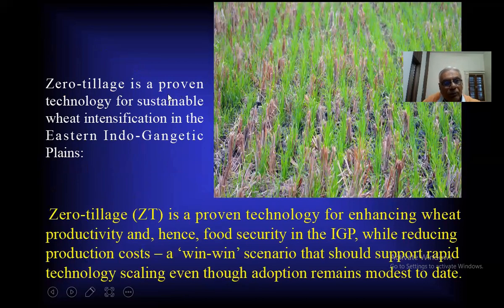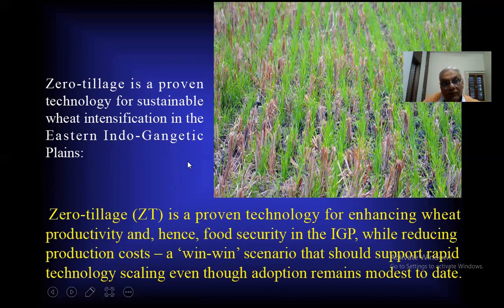So zero tillage is a proven technology for sustainable wheat intensification in the Eastern Indo-Gangetic Plain. You can see here, zero tillage is a proven technology for enhancing wheat productivity and food security in the Indo-Gangetic Plain while reducing production cost. You know that when we cultivate the land frequently, then it requires energy. So for that, we require diesel.